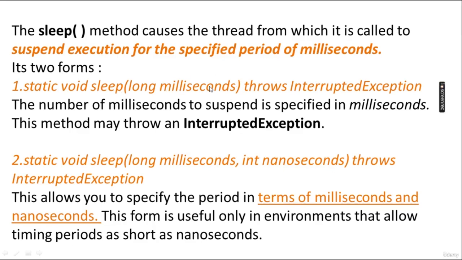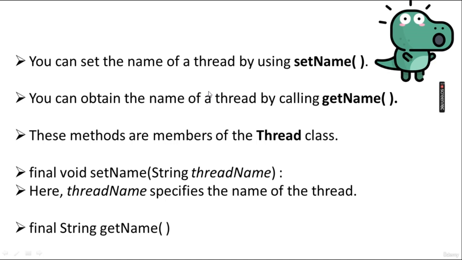Whatever number of milliseconds we have provided, it will convert it into seconds, and for that particular duration it will sleep. The second form allows you to specify the period in terms of milliseconds and nanoseconds. This form is useful only in environments that allow timing periods as short as nanoseconds, where very accurate time is required. In general, the very famous form of sleep that is used is sleep(long millisecond).